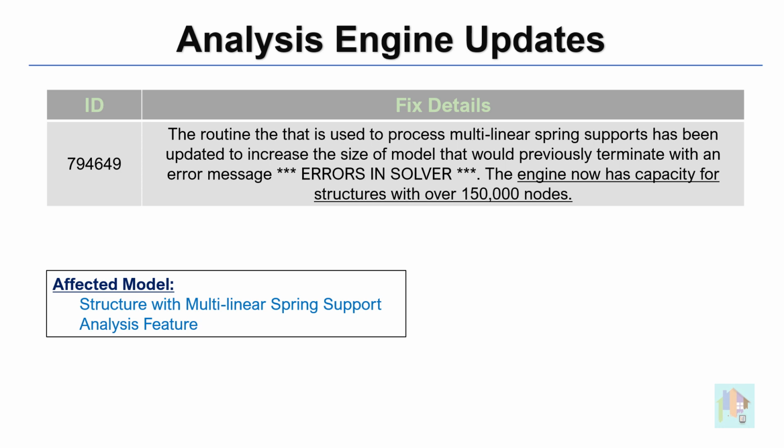One generic update is related to multilinear spring. Previously, there was a limit on the maximum number of nodes which can be used for this type of support, and if the support nodes crossed this limit, analysis was terminated with an error. Now the routine has been updated to increase the total node number to 1.5 lakh.